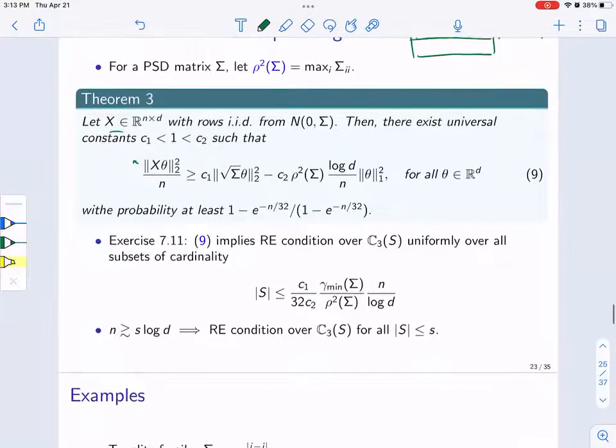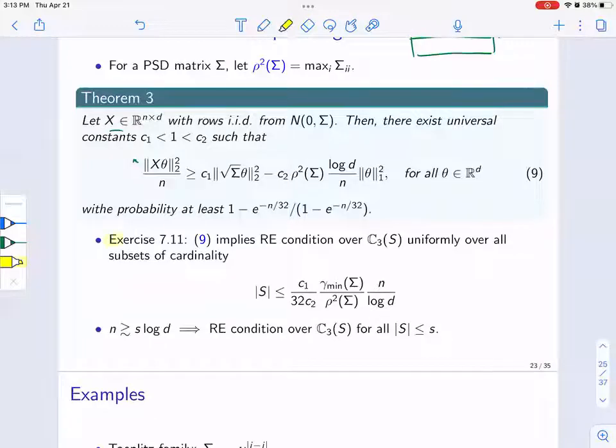This one you'll verify in your homework problem. I'm not going to do it. It's very simple. So if you have this condition 9, then the RE condition holds over C3S uniformly over all subsets of cardinality at most this much. So for any subset whose cardinality is bounded by this, it will hold, and this rho squared is just the maximum of the diagonal entries that appears here.